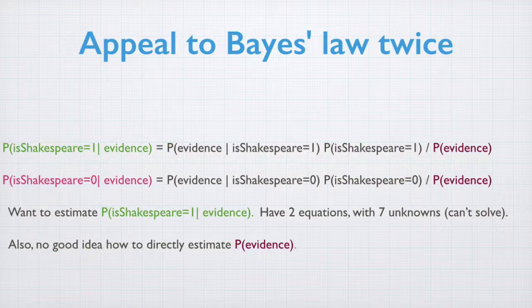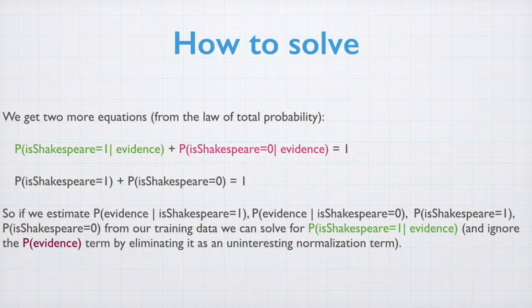However, we have 2 equations and 7 unknowns, so we can't expect to solve this. Also, we have not defined what the prior probability of evidence is, and frankly, we have no good way to estimate it. To solve this system of equations, we're going to add more equations to lock down the answer. 2 equations we can add come from the law of total probability: that the conditional odds of a document either being from Shakespeare or not must sum to 1, and the original prior odds of a document either being authored by Shakespeare or not must also sum to 1. Again, the prior odds are the odds that we would have assigned before looking at the evidence.